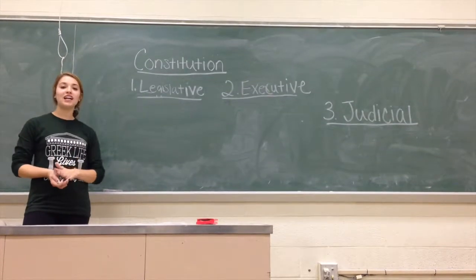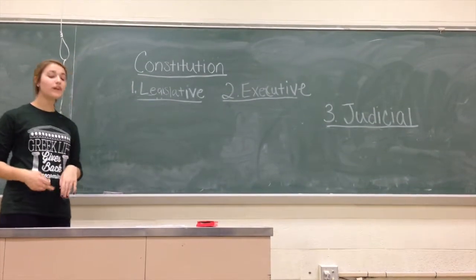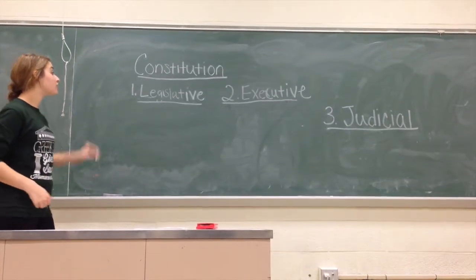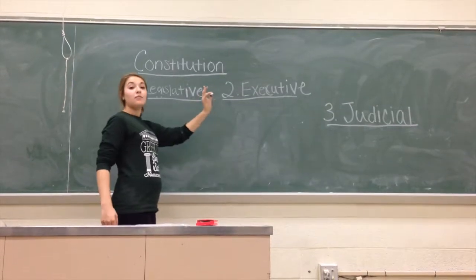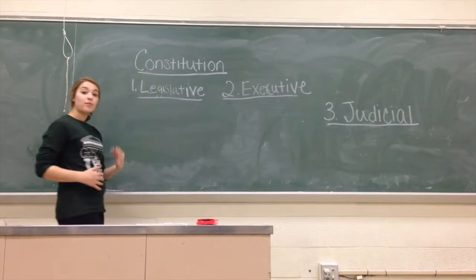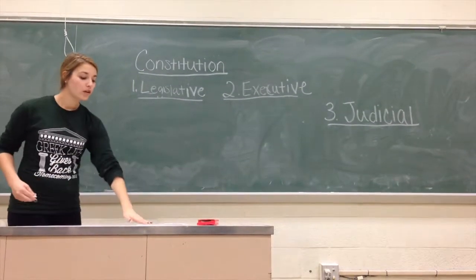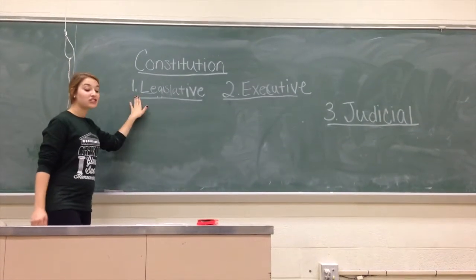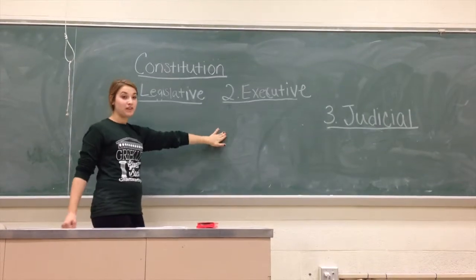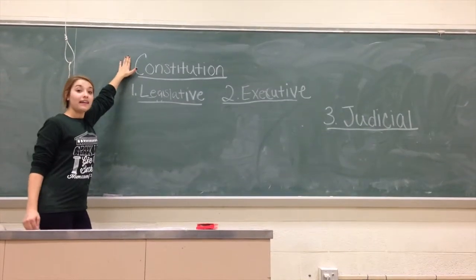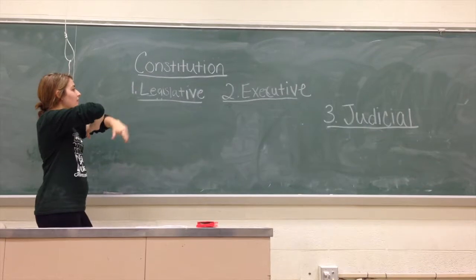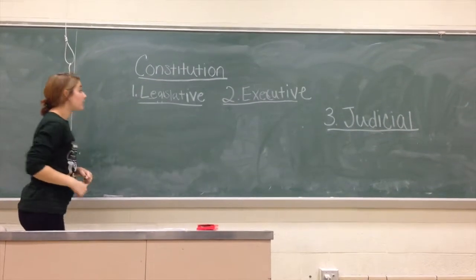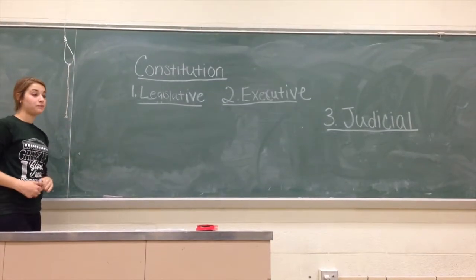So last week we talked about how a bill becomes a law, and we're going to continue that process and talk about the Constitution and the three branches of government that help develop the process of how a bill becomes a law. As you can see, we have three branches: legislative, executive, and judicial. The Constitution is written up ahead because it's kind of the overseer of the three branches. So we're first going to start talking about the legislative branch.